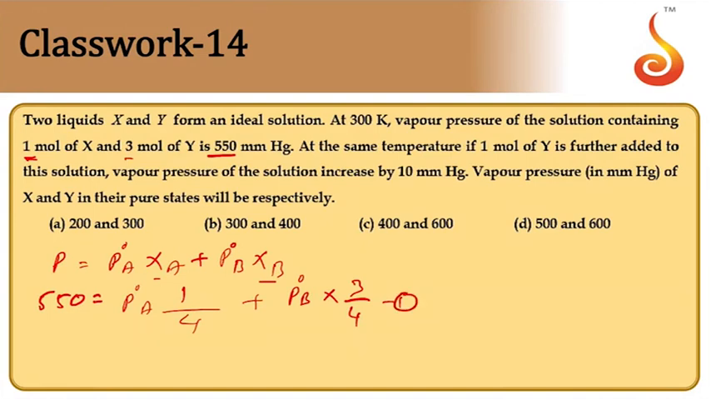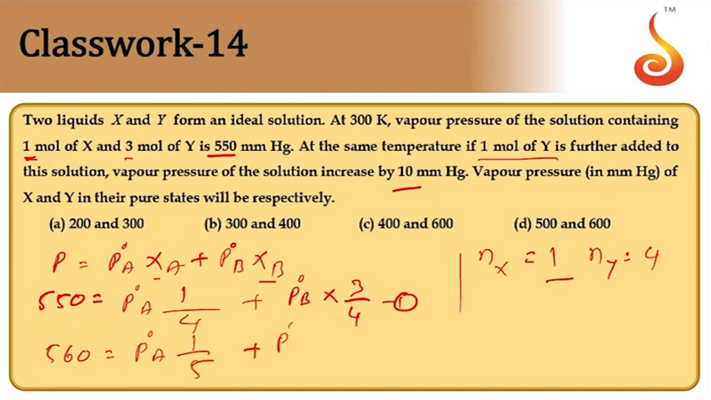Then when 1 more mole of Y is added, the pressure increases by 10 mm. 1 more mole of Y means the number of moles of X remains the same as 1, but the number of moles of Y is equal to 3 plus 1, 4. So therefore the new pressure is equal to 560 then. 560 is equal to P0 A into the mole fraction of X, which is 1 by 5, plus P0 of B into 4 by 5.